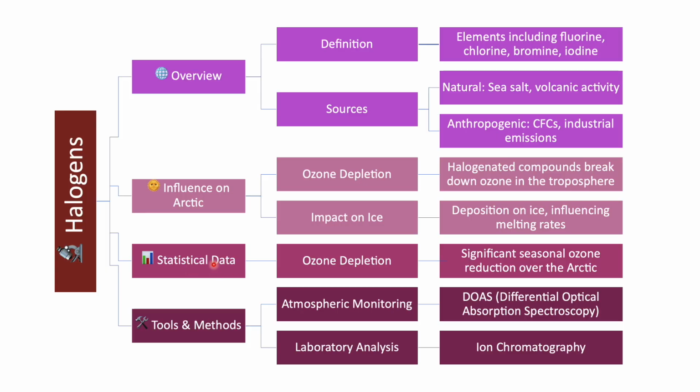And how do we know? We have the statistical data on the ozone layer depletion. And how do we measure or find out all these things? We use tools and methods. Basically, atmospheric monitoring and laboratory analysis can be used to find out all the changes.